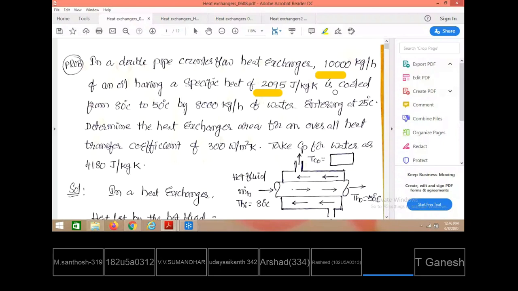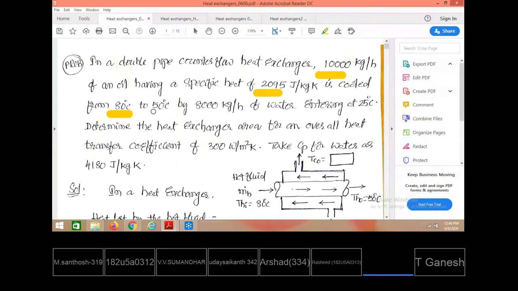It is cooled from 80 to 50 degrees centigrade. This is considered to be the hot fluid, at 80 degrees centigrade initially. On looking at the terminology, one will understand that this fluid is getting cooled, meaning initially it was at high temperature, and after dropping the temperature it has cooled.